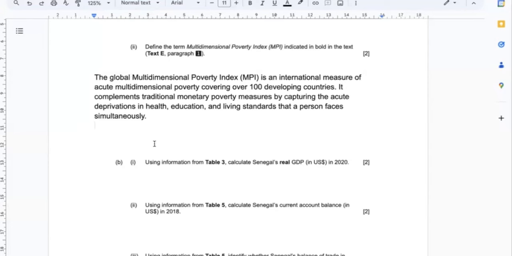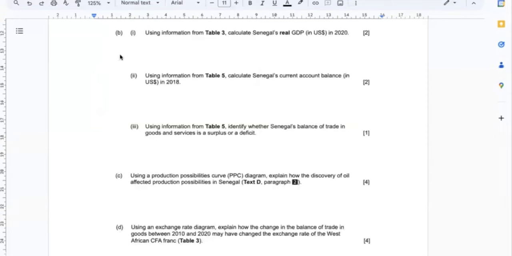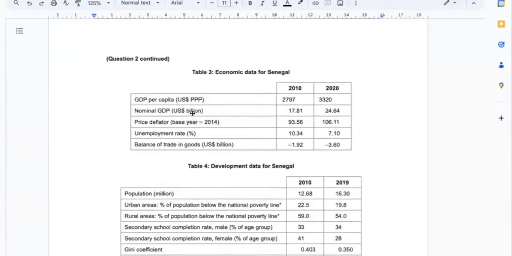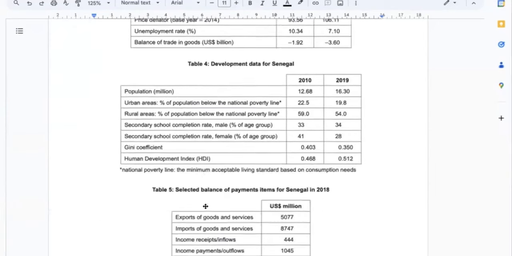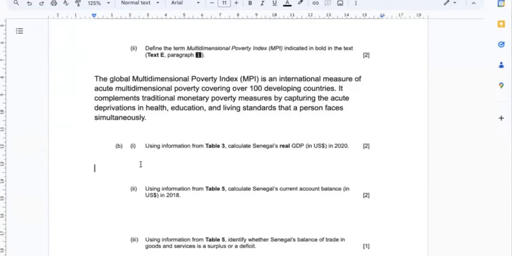faces simultaneously. Question B1. Using information from Table 3, calculate Senegal's real GDP. I know GDP, I know nominal GDP, and I know the price deflator, so pretty simple.